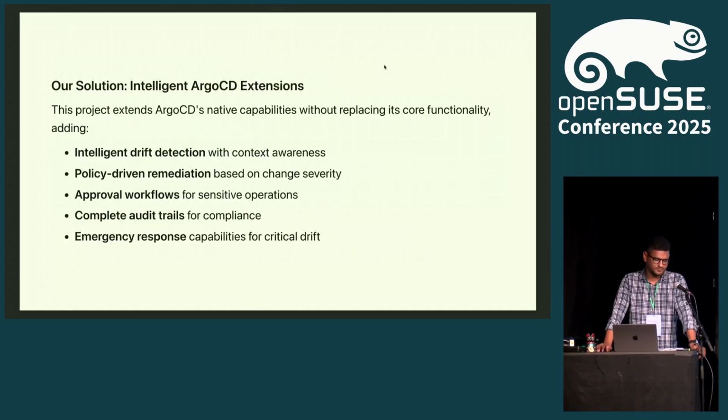So what we came up with is a different solution, adding intelligence to the existing ArgoCD capabilities. We added contextual awareness to the existing ArgoCD, and we added some policy-driven remediation instead of plain auto-sync and auto-prune. And we incorporated approval workflows. For example, if something goes wrong and a manual intervention is needed, we could add custom workflows for that. For example, you can integrate it with ServiceNow, and complete audit trails for compliance, then emergency response.